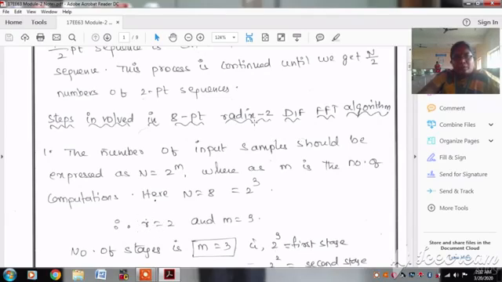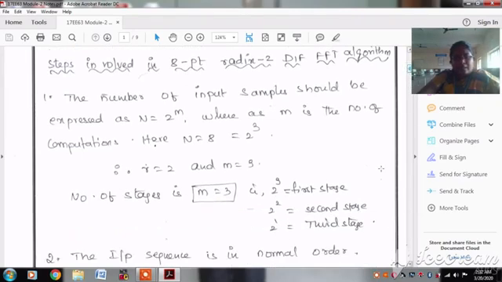So already I have told that this is a radix 2 DIF FFT algorithm. This 2 is nothing but radix. And here how many stages are there? 3 stages. That is number of stages M is equal to 3, whereas your first stage will be 2 power 3, that is N point DIF FFT, and your second stage is 2 power 2, that is two 4-point DFTs, and your third stage is 2 power 1, you will have four 2-point DFTs.